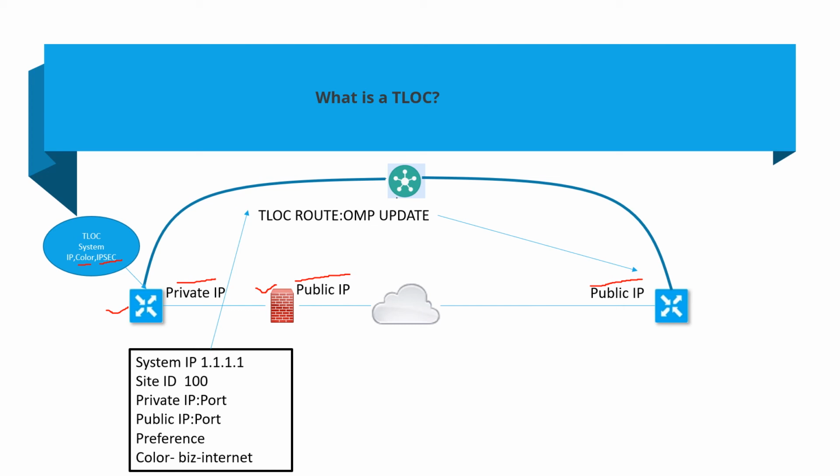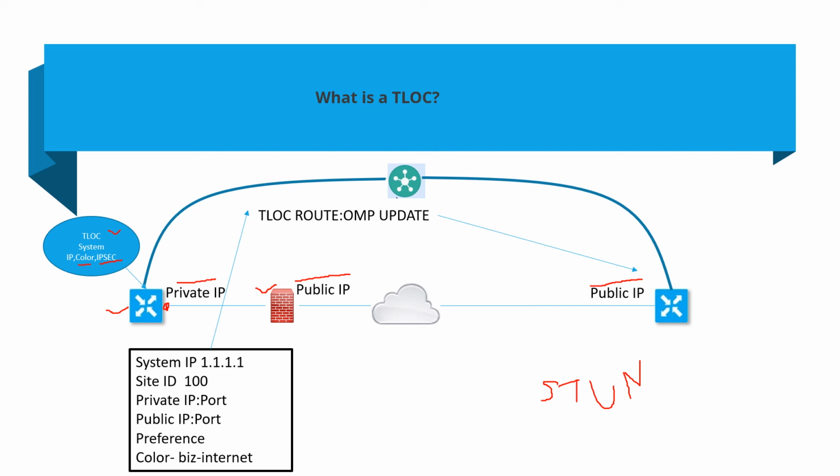So TLOC means if I have this transport, which is internet, it will take my system IP. It might be whatever loopback we set. Then what is the exact IP address? So this is a private, this is a public, and we talked about STUN also. STUN is a functionality on the vBond which basically detects what is your discovered IP address. So this is called TLOC, and now let's talk about the TLOC route.